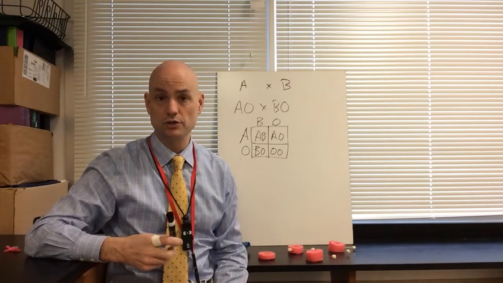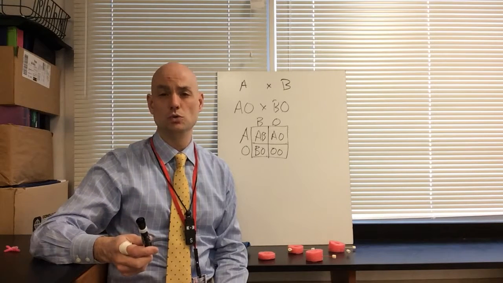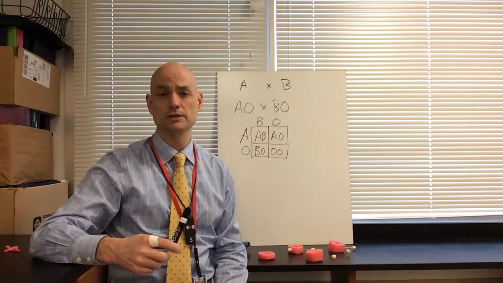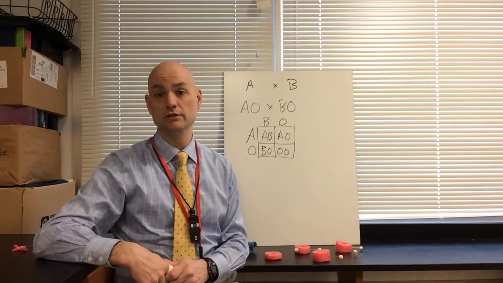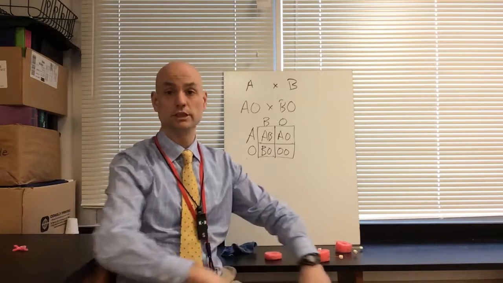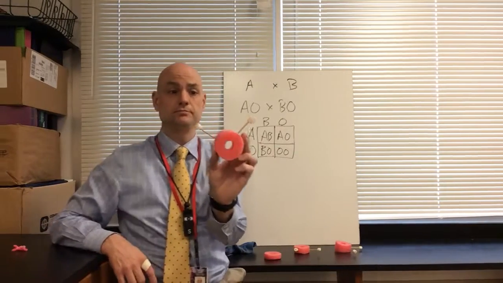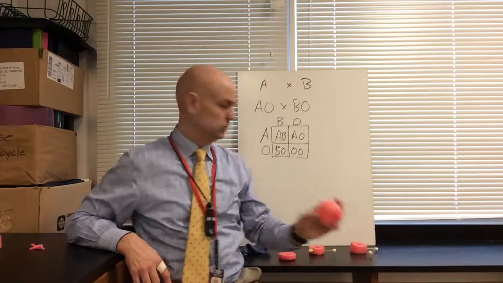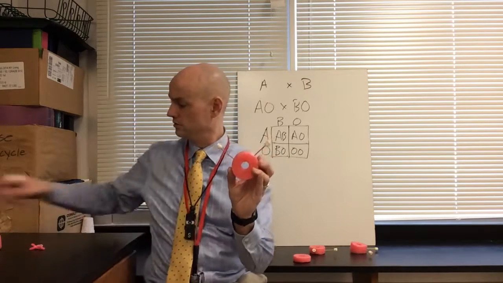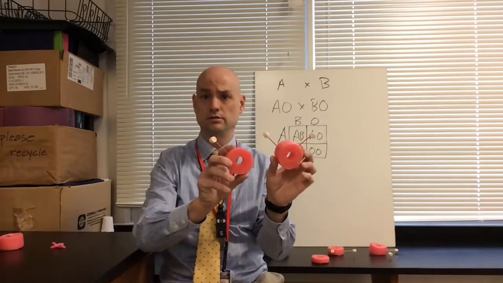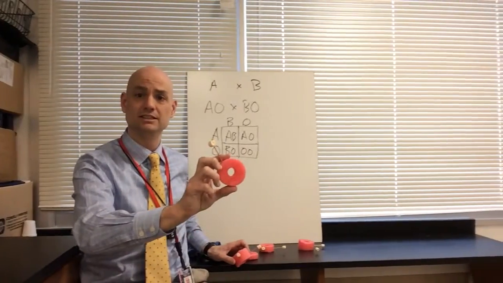Here's the question I have for you, though. How is AA different from AO? Are they different? How is the homozygous for A different than the heterozygous for A? Are they different? Okay, let's see. So we said A was red. So here is A. Now O was this. So what's the halfway between? Oh, well, it's that. Does it have the red surface protein? Yes, it does.